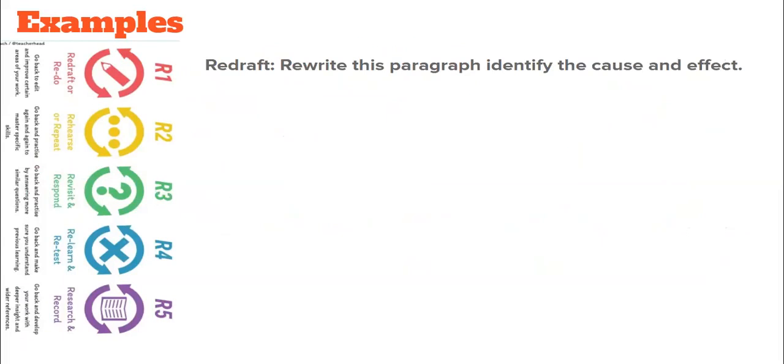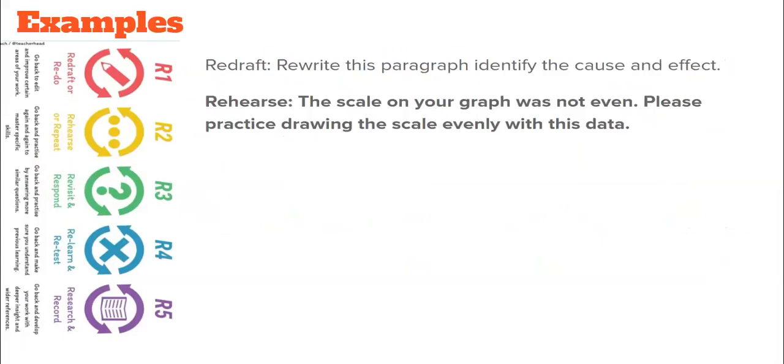So I just want to try to exemplify this and what it might look like in our written feedback that we give to students. So the first one, redraft, is simply: rewrite this paragraph and identify the cause and effect. So we're giving them something very specific to then follow on and do. And the next one is a rehearsal one. So the scale in the graph was not even, so that's the evaluative part. Please practice drawing the scale even with this data.